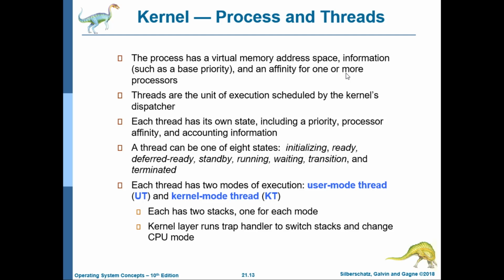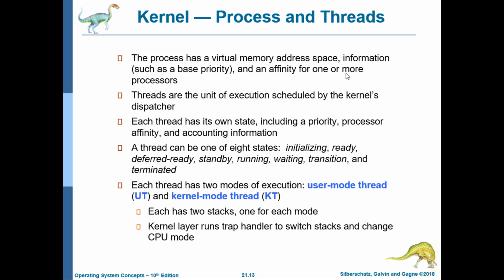So each thread has two modes of execution. We have the user mode thread, and then we have the kernel mode thread. The user mode thread is UT, and the kernel mode thread is KT. Each thread has two stacks, one for each mode. And then the kernel layer runs a trap handler to switch stacks and change the CPU mode from user mode to kernel mode or vice versa.